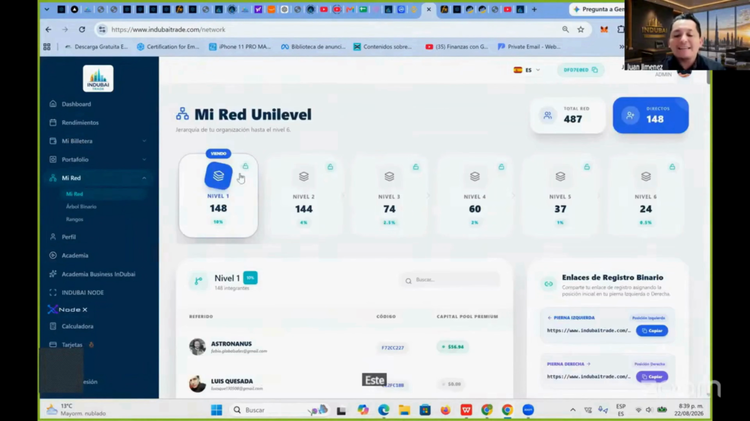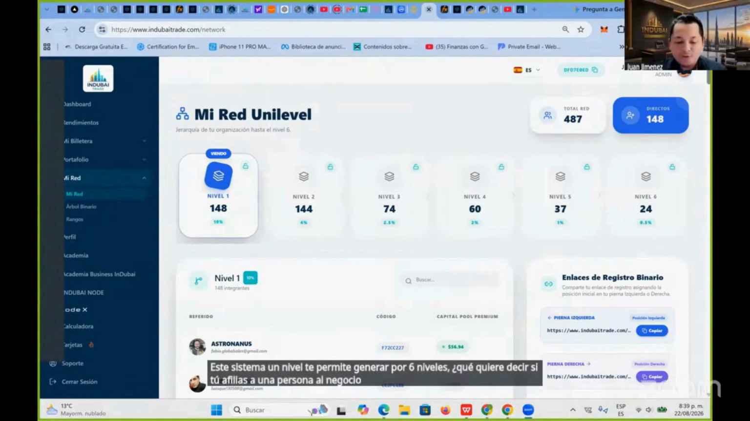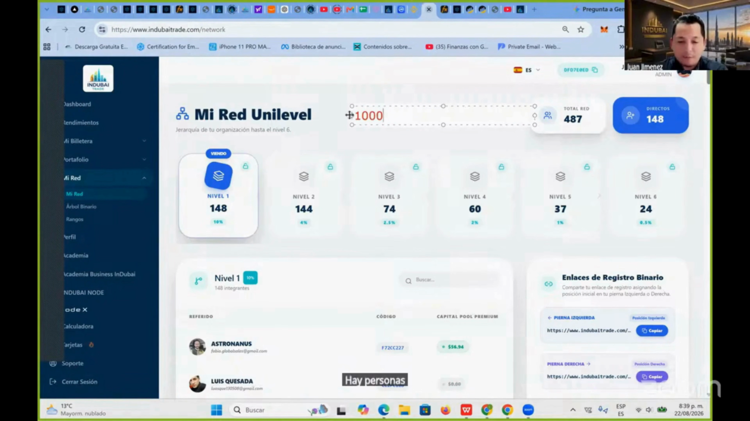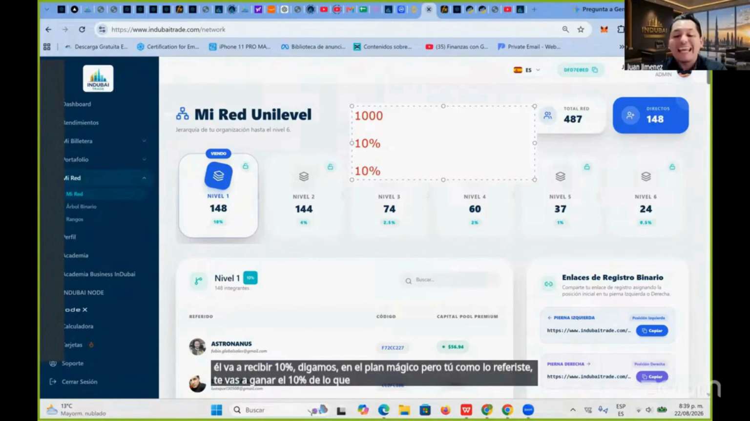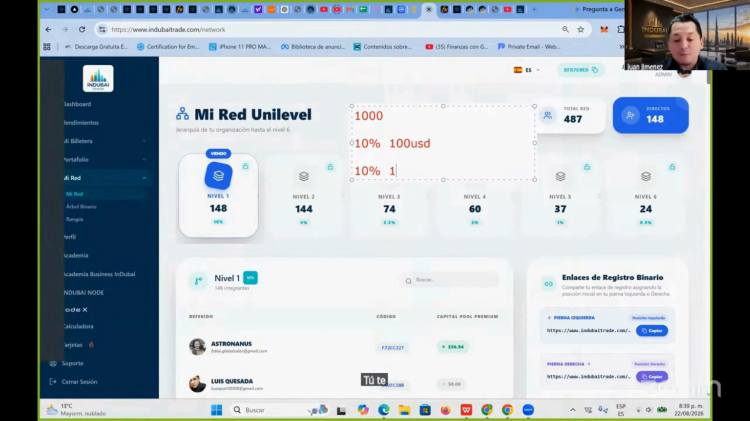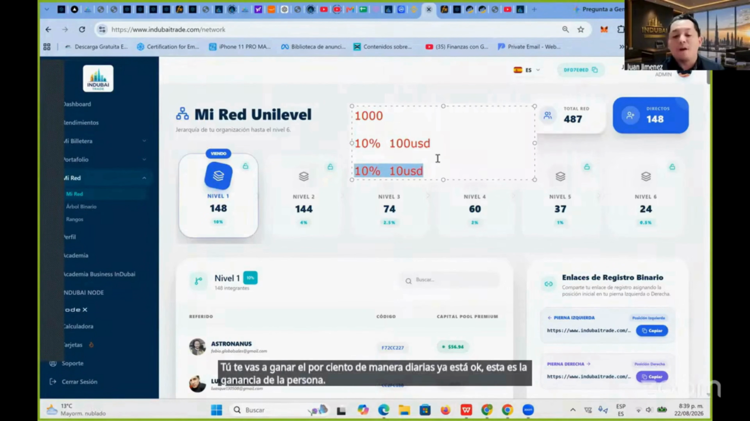This unilevel system allows you to earn through 6 levels. What does that mean? If you sign someone up for the business, a person who buys, for example, $1,000, will receive 10%, let's say, in the smallest plan. But you, since you referred them, will earn 10% of what that person generates, not of their capital, but of the $100 they generate. You will earn 10% daily, which is $10. That's it, okay? This is the person's earnings. This is your earnings for having referred them.